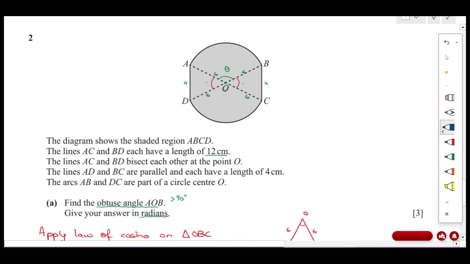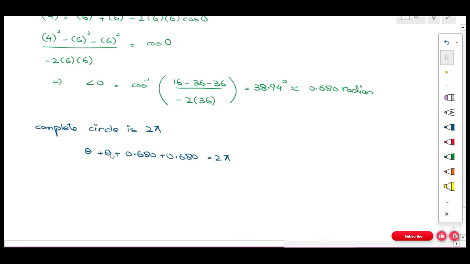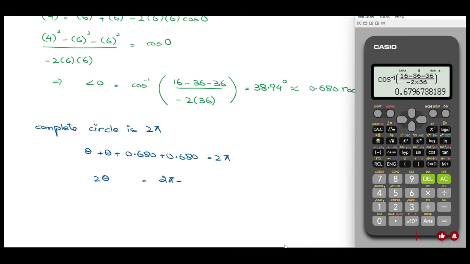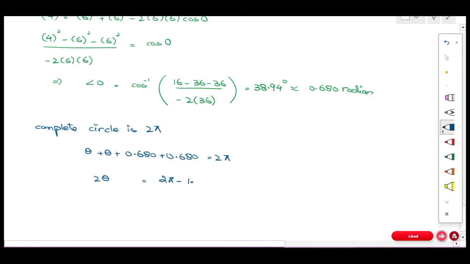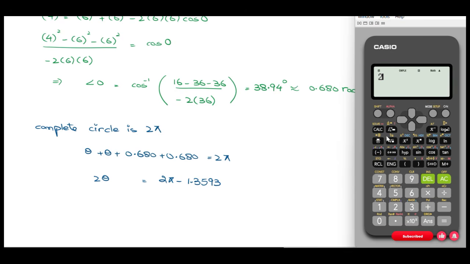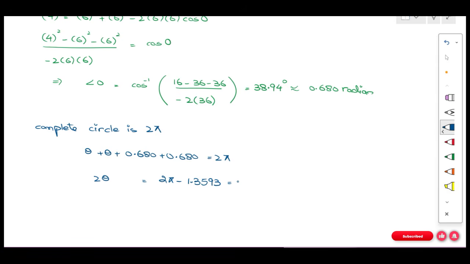Let's say this is theta, this is also theta. So we have 2 times theta equals 2 pi minus the sum of these two. Let me do the sum of these two, times it by 2. It's 1.3593. Okay, so from 2 pi you have to subtract that answer. That is 4.924.